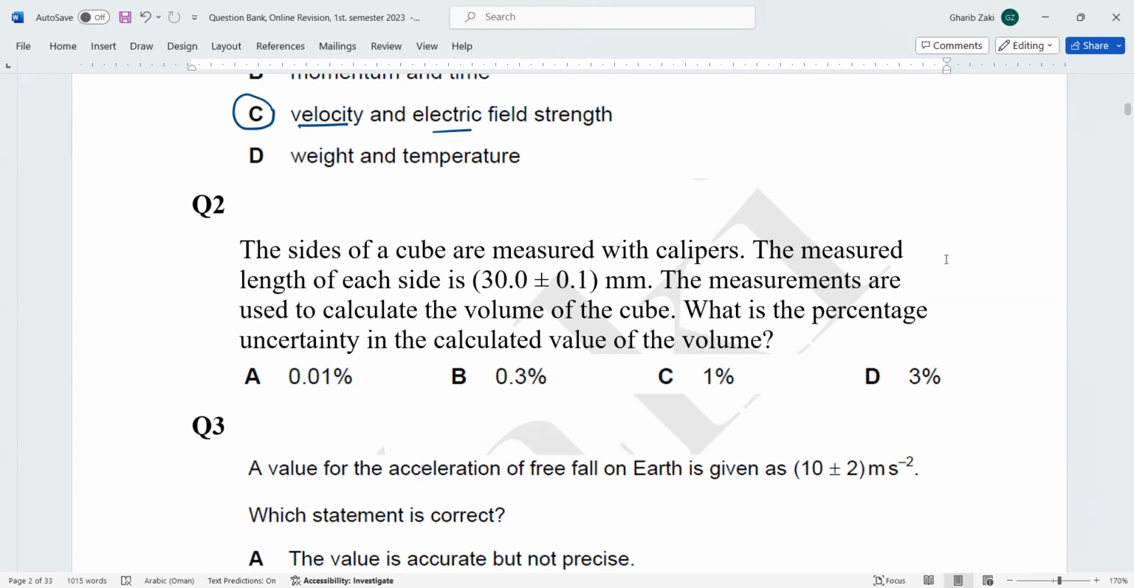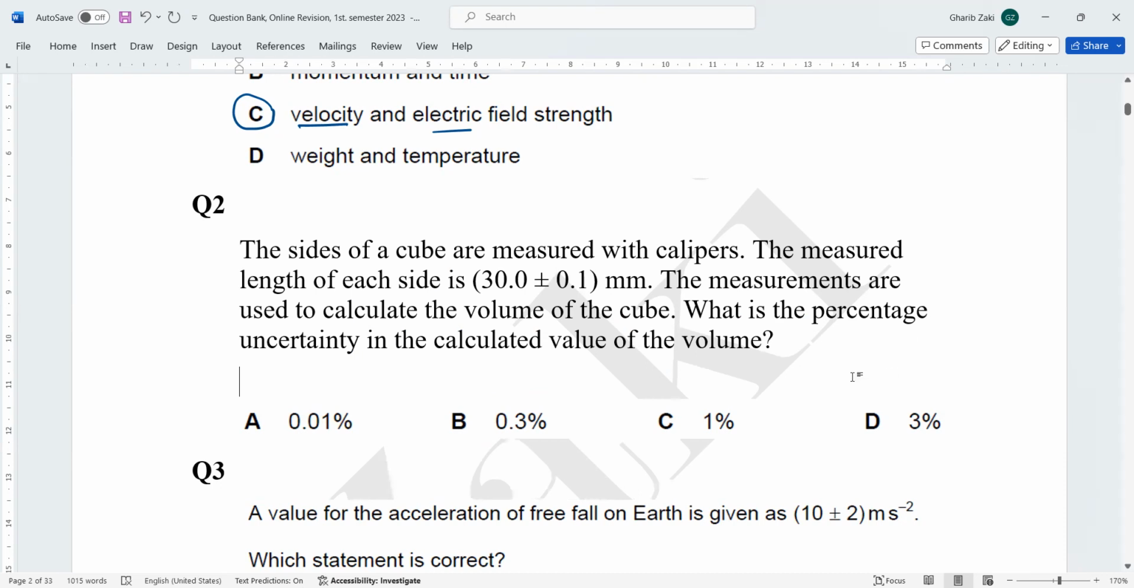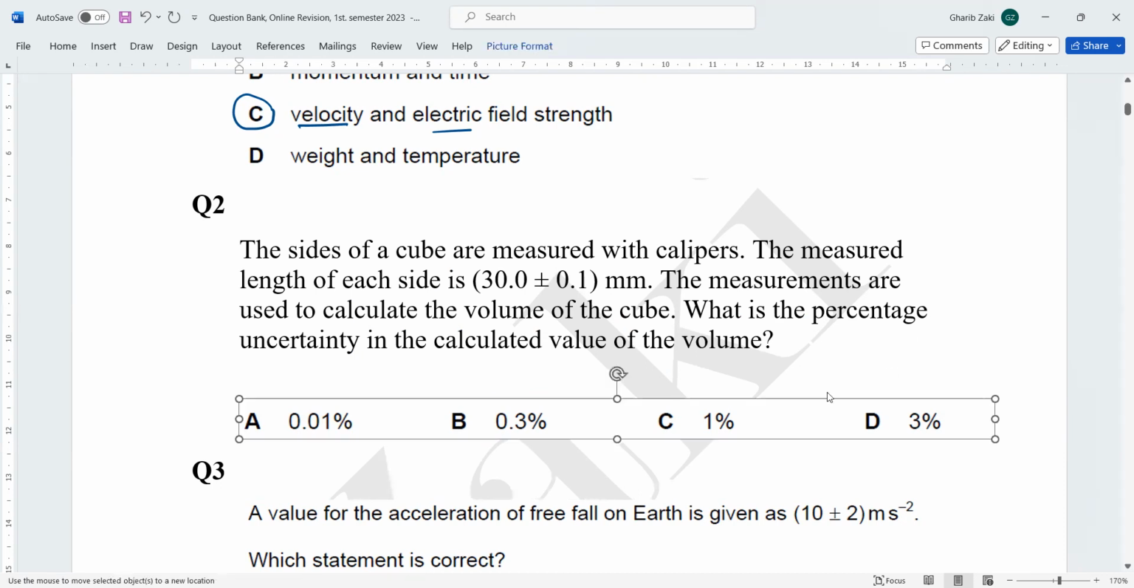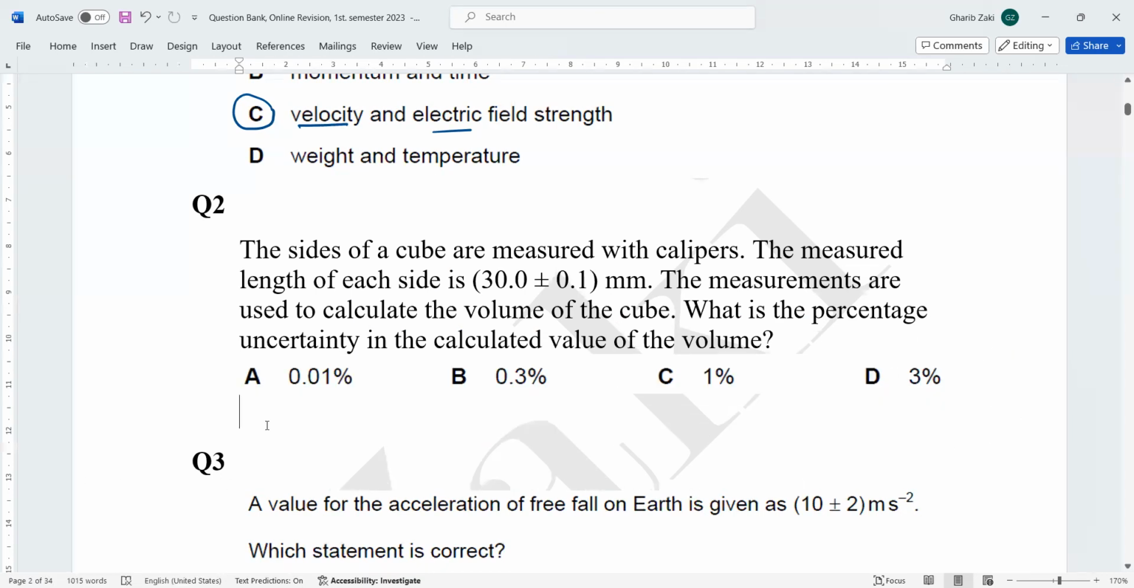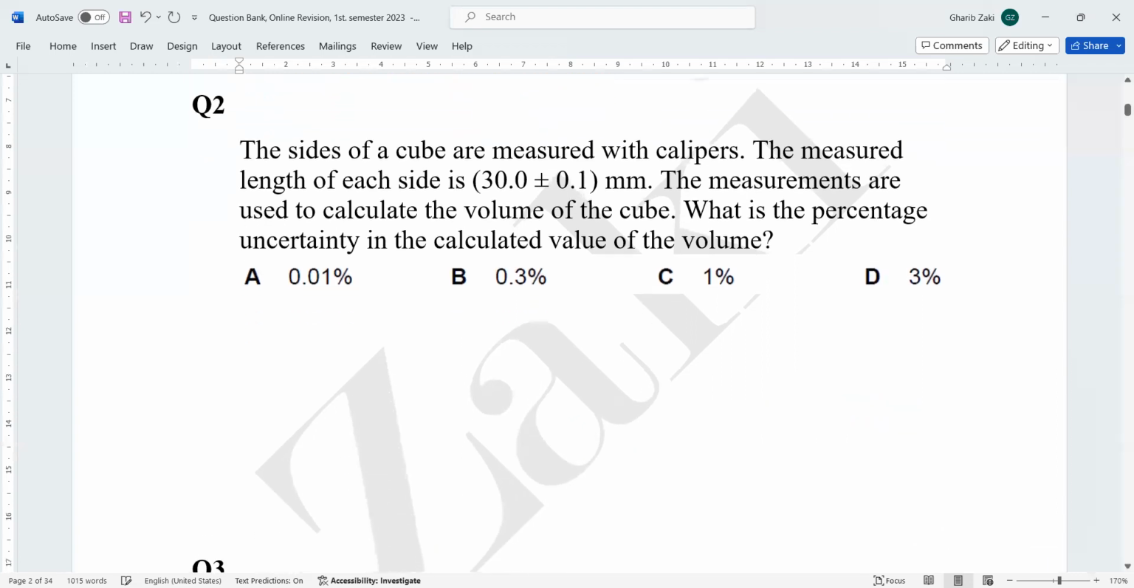He said the sides of cube are measured with calipers. The measured length of each side is. Now, what do we need here? Can you see? Okay. So let us solve this question together.